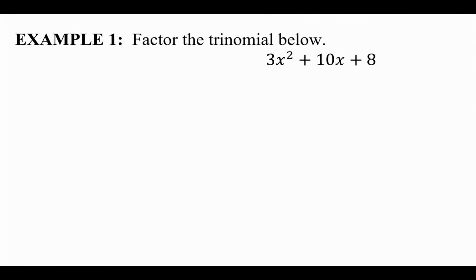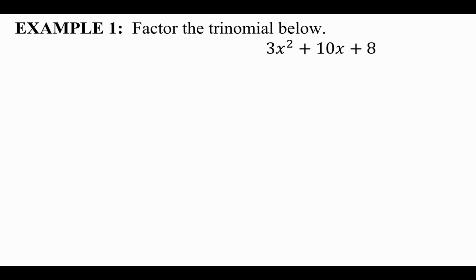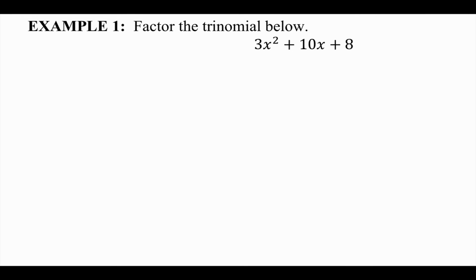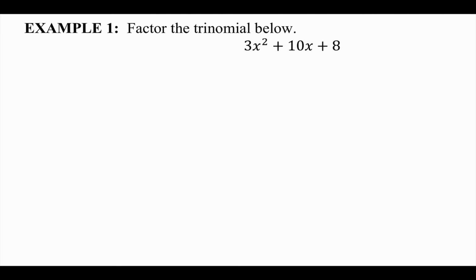All right, so let's look at number 1. Factor the trinomial below. Directions seem similar. So our first step, set equal to 0 if possible. Well, there's no equal sign. So we can't set it equal to 0 without an equal sign. So skip that step. The next step is ABC. Okay, so what is A? What is B? What is C? A is 3, B is 10, C is 8.